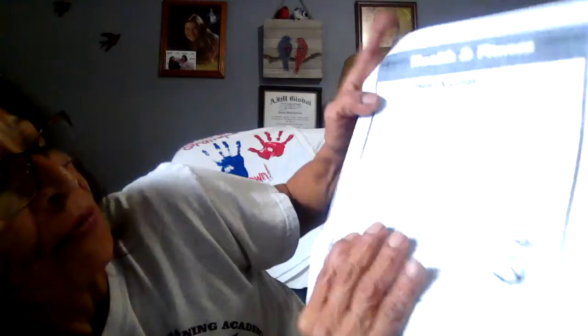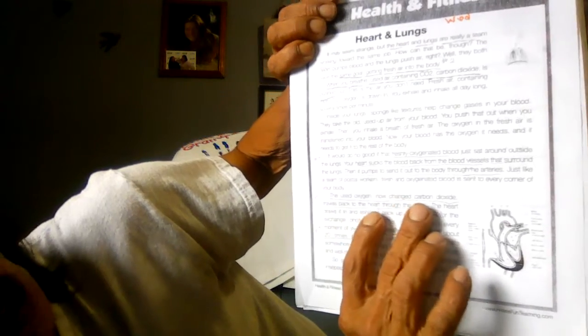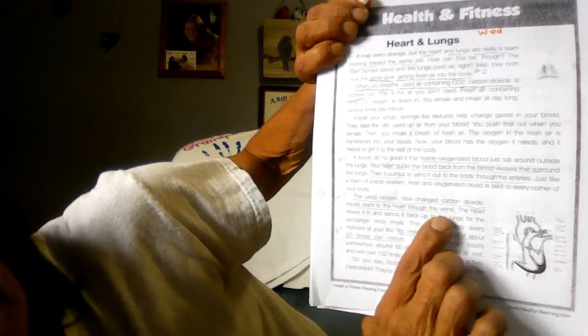Question number 3 asks, which blood vessels carry used blood to the heart? Is it the arteries or is it the veins? So I look over here to my reading again, and I can see where it says the used oxygen, now changed carbon dioxide, travels back to the heart through the veins.